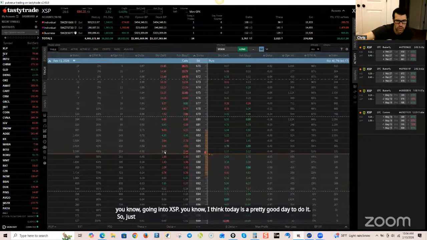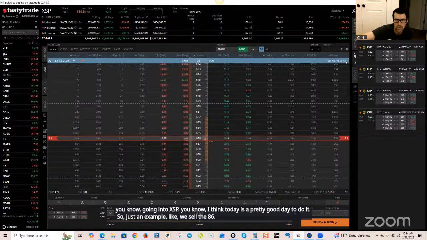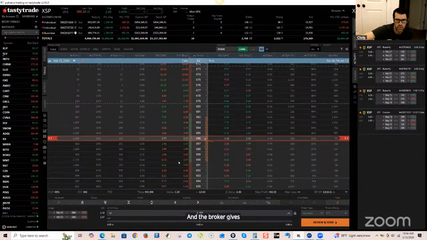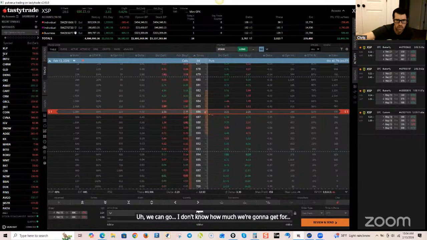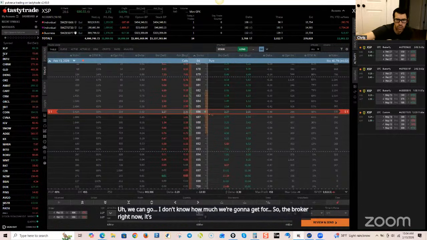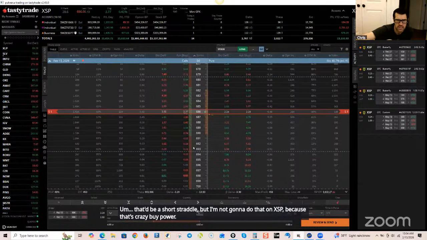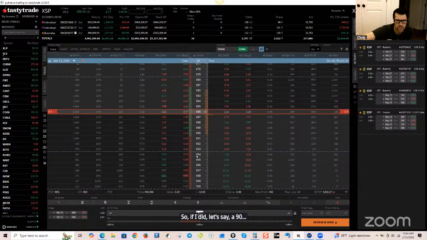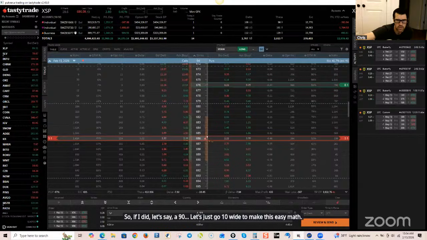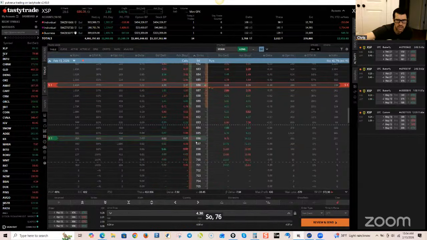So just an example, we sell the 86 and the broker gives us about a $4 expected move. I don't know how much we're going to get for it. The broker right now shows 4.07 expected, and we can get 4.50, 4.60 on that. That'd be a short straddle, but I'm not going to do that on XSP because that's crazy buying power. So if I did, let's just go 10 wide to make this easy math. So 76 to 86 and 86 to 96. Okay, so I can get $4.40.